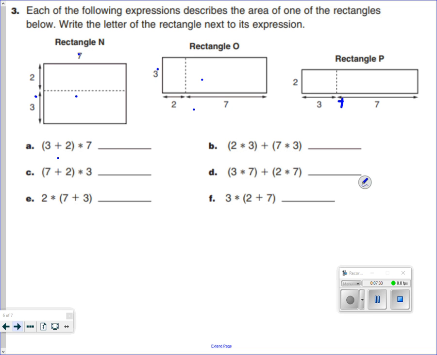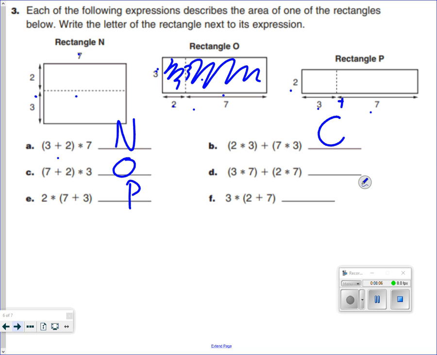So 3 plus 2 times 7, this is shape N. 7 plus 2 times 3, that's right here. This is shape O. 2 times 7 plus 3, that is shape P. Now we have 2 times 3 plus 7 times 3. Looking at all the shapes, that would be shape O, because this would be 2 times 3 to get this shape. 7 times 3 would be this shape right here. So this is shape O.